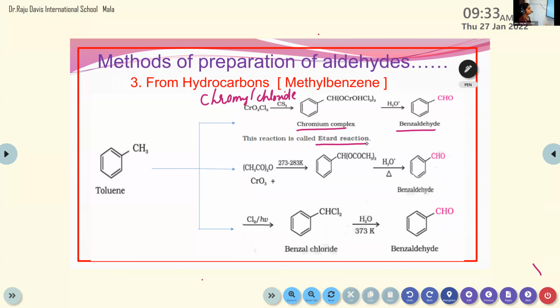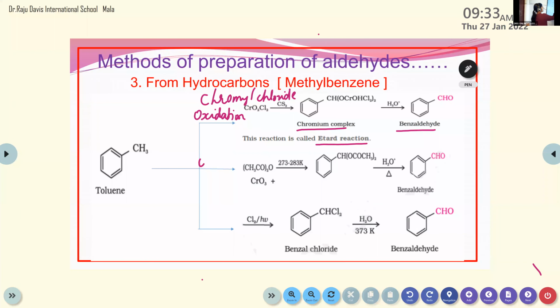Is this clear? About the first one? Yes, okay. Then the next one, here also this is oxidation itself. Okay, all these reactions are oxidation.